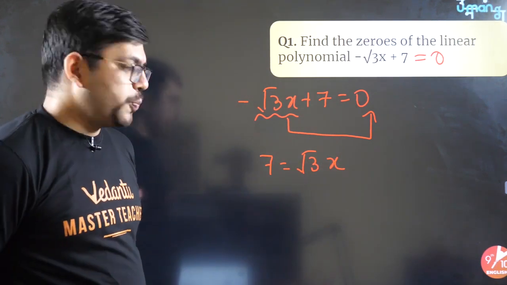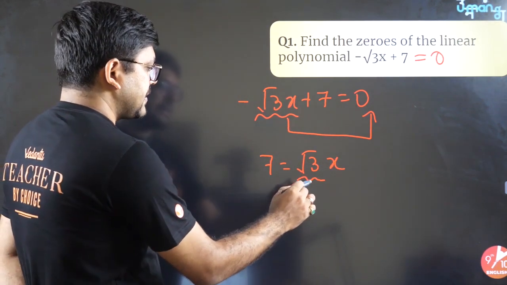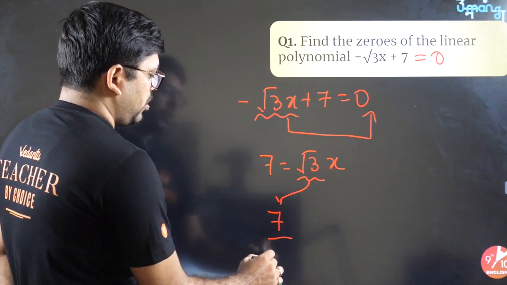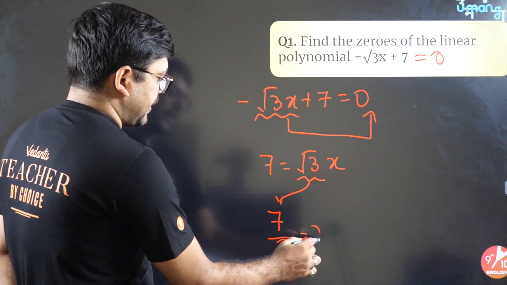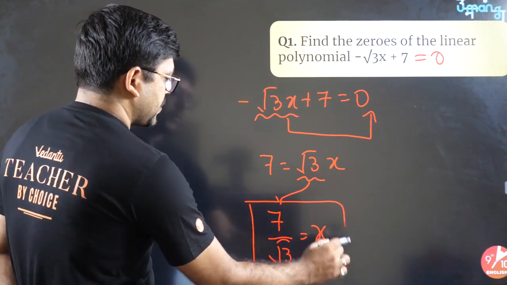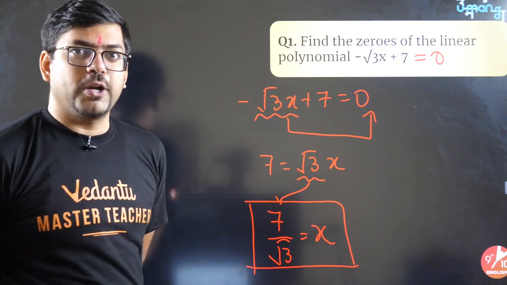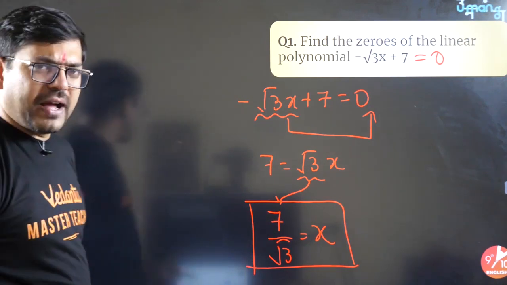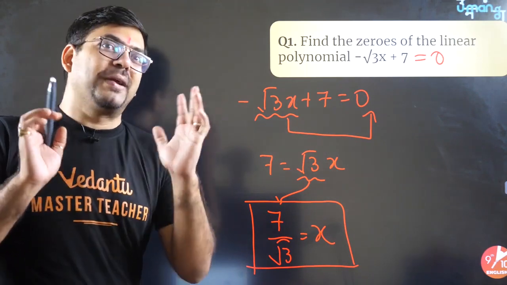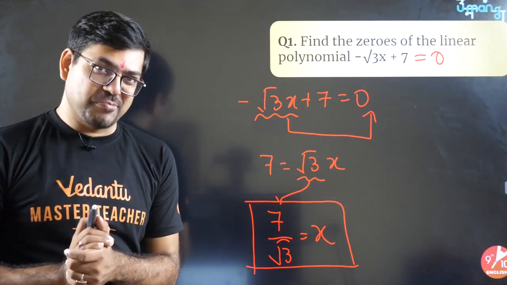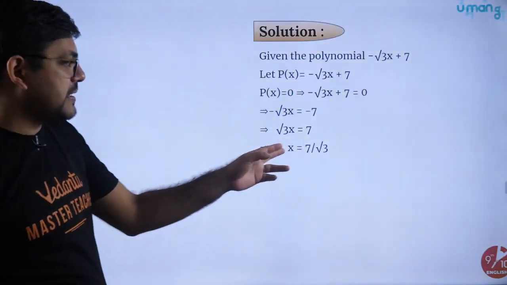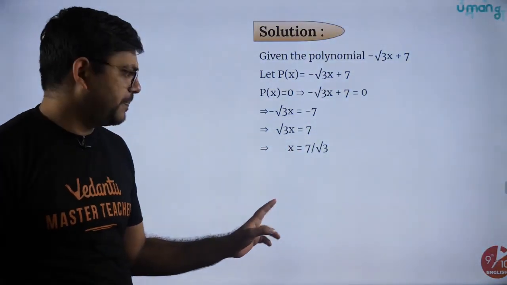So now what you can do, you can send this entire thing here to the denominator, and you will have 7 upon root 3 is equal to x. So we got x is equal to 7 upon root 3. That is the zero of the polynomial. So simple, isn't it? Chalo, if you all understood, I'm assuming that you people are understanding, isn't it? Chalo, let's move on. Here we go to the next. So x equals 7 upon root 3. Very simple.